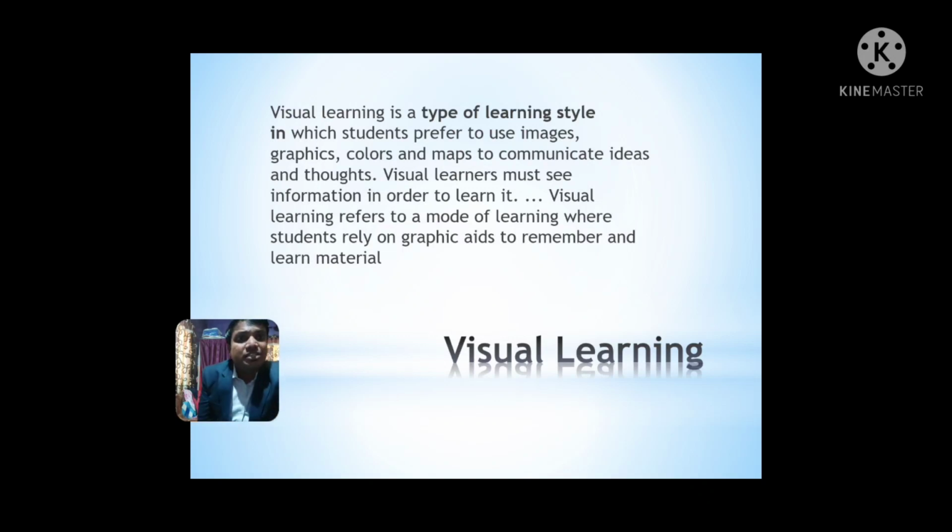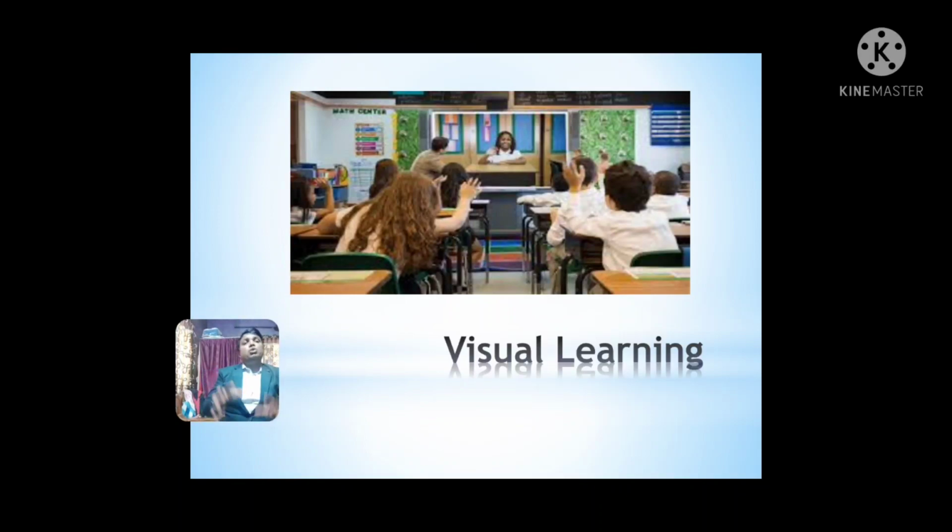The second is auditory learning. We can see in the pictures that an e-classroom is going on and the student is learning through videos, or the professor is sitting in some other place and the student is gaining knowledge from the classrooms. This is an example of visual learning, and it is the most advanced technology right now, which so many countries are using. The next one is auditory learning.